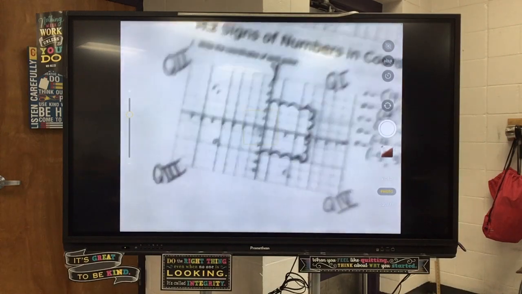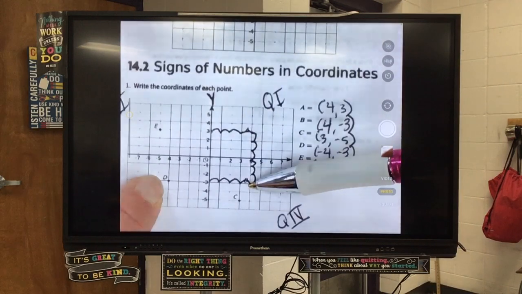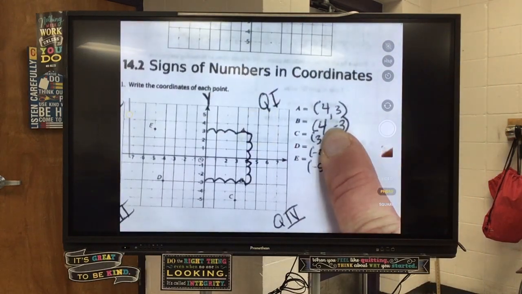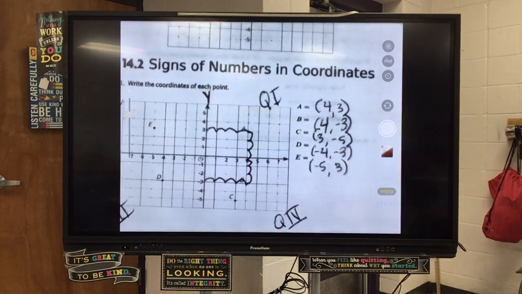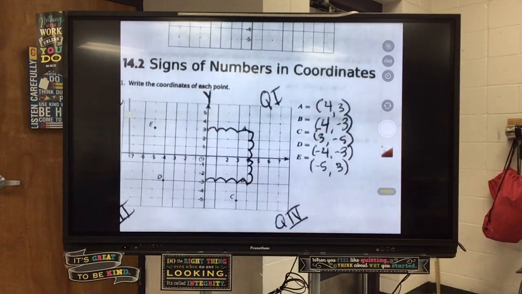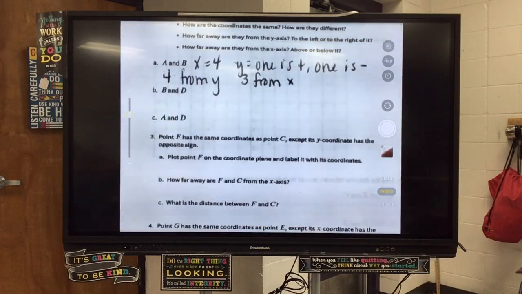So let's slide back over here. So we have B and we have D. All right, so how are they the same? So you're looking at 4, negative 3, and then D is negative 4, negative 3. So how are they the same? How are these two points the same? Abby? What's the same about them?